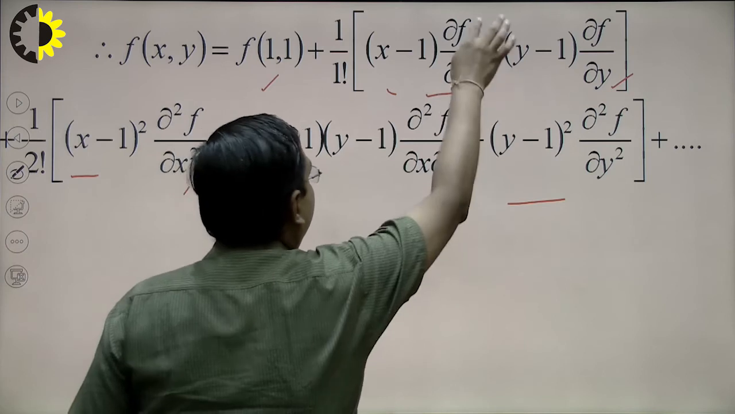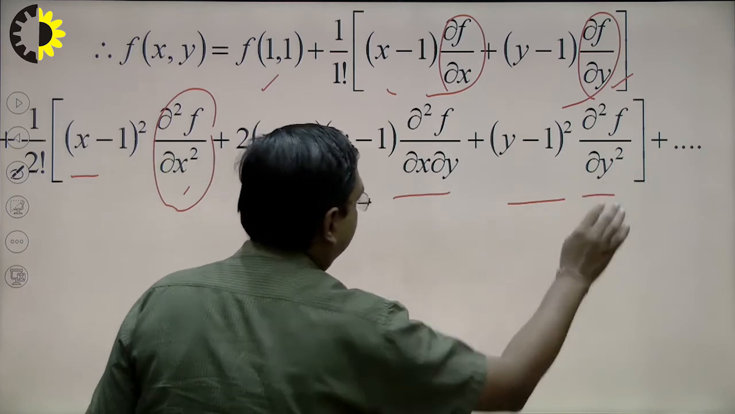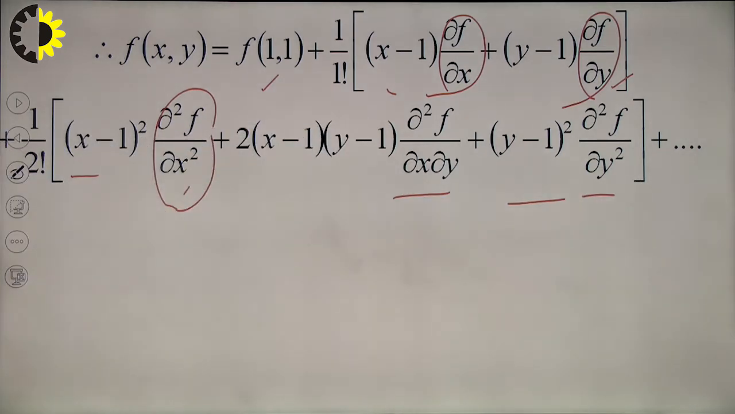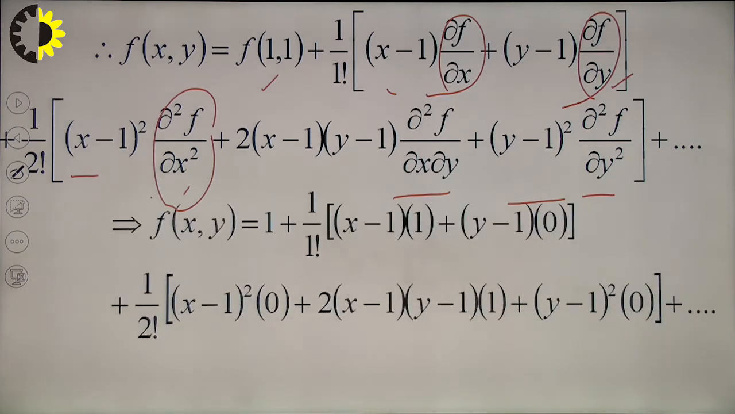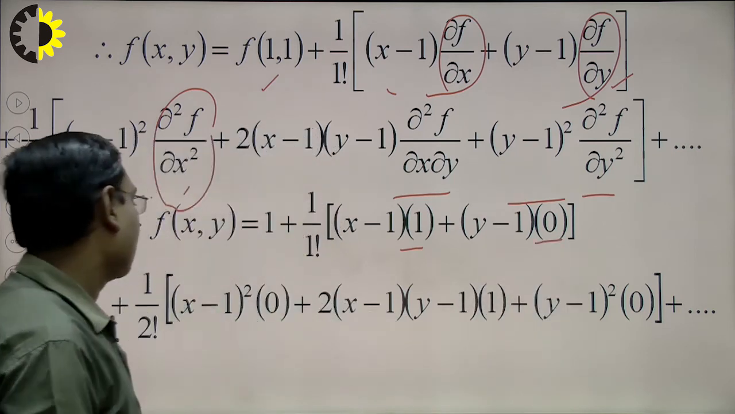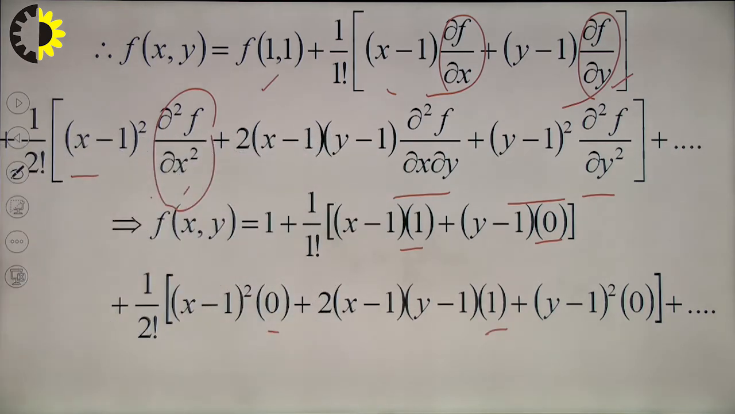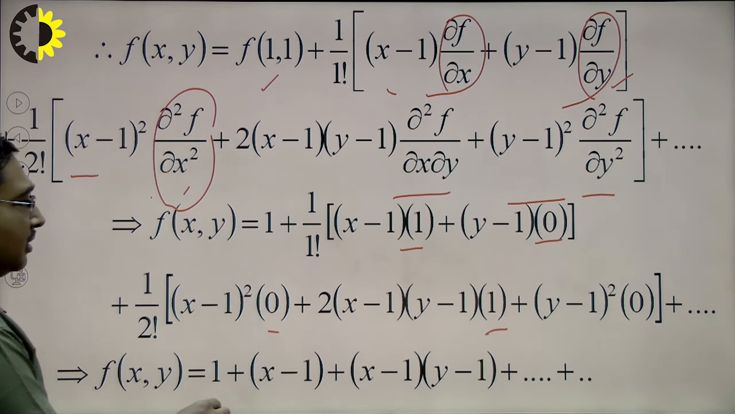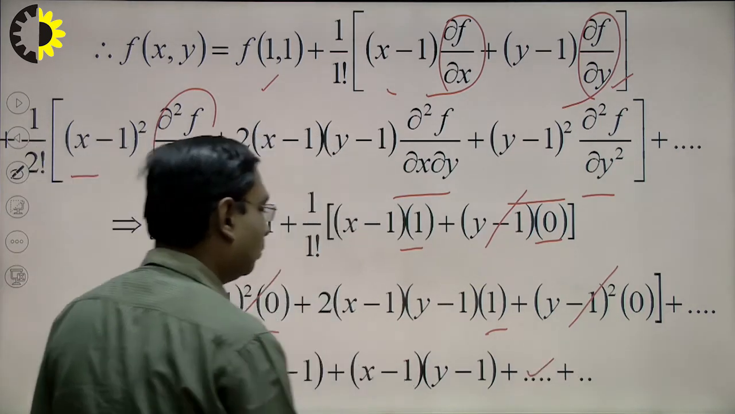These partial derivatives, del f over del x, del f over del y, del 2f over del x square, etc., are already calculated by us in previous calculations. Those values are replaced here directly. Substituting those values, it becomes (x minus 1) times 1, (y minus 1) times 0, (x minus 1) whole square times 0 times 1, and this will be 0. Simplification gives that these terms will disappear because 0 is in the product, and the expansion of f(x,y) up to second degree terms is like this.